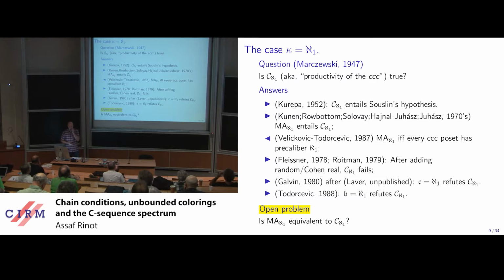I think it's worth mentioning that it's still open whether MA Aleph 1 is equivalent to the assertion that the product of any two CCC posets is CCC. This is open since forever.